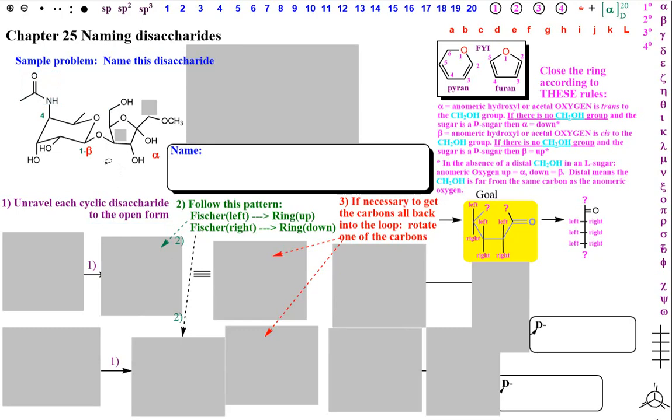And the linkage is between carbon 1, the acetal carbon of this sugar, and carbon number, well, there's 1. That means this is 2, 3, and 4 of this sugar. It's a beta 1 to 4 linkage. That will show up in the name, and I think we're ready to go.